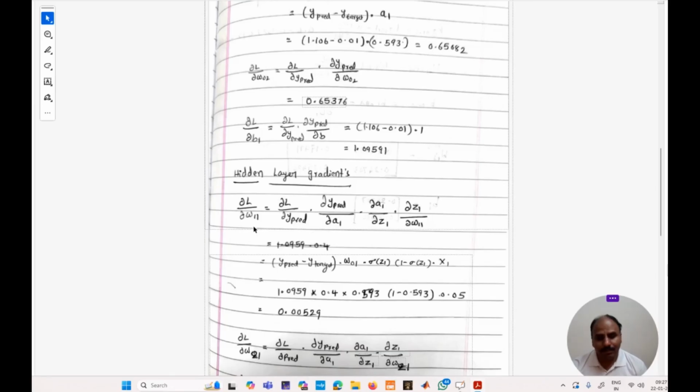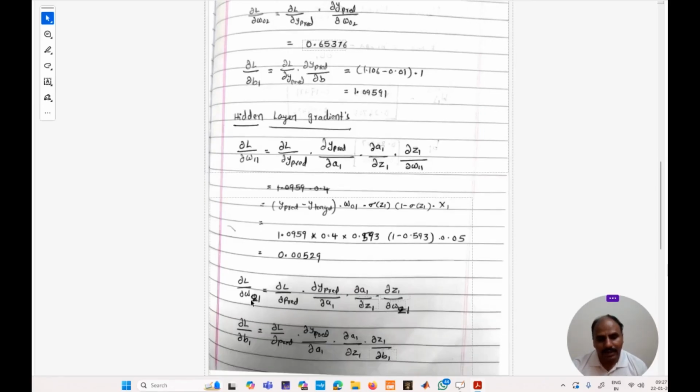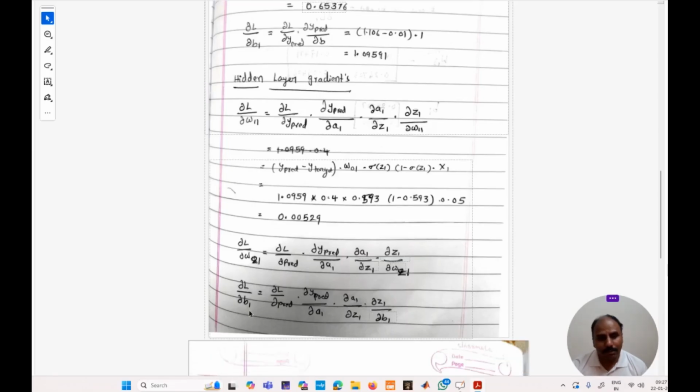In the same way for W21, if I differentiate, only the final term changes. Next is W2, then it will change and become A2. With small modifications in the differentiation, you will get the four results in parallel. And for ∂L/∂B1, the same way, only here it will be changed. For ∂L/∂B2 it will come A2, and here it will become Z2 and ∂B2, like this. After making the small modifications, you will get the final results.